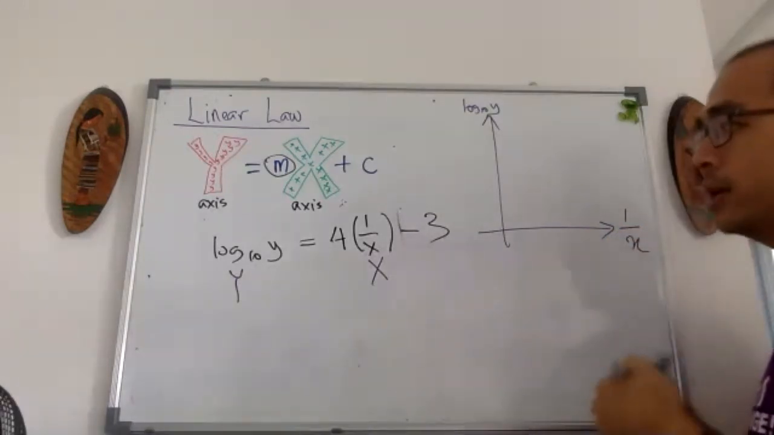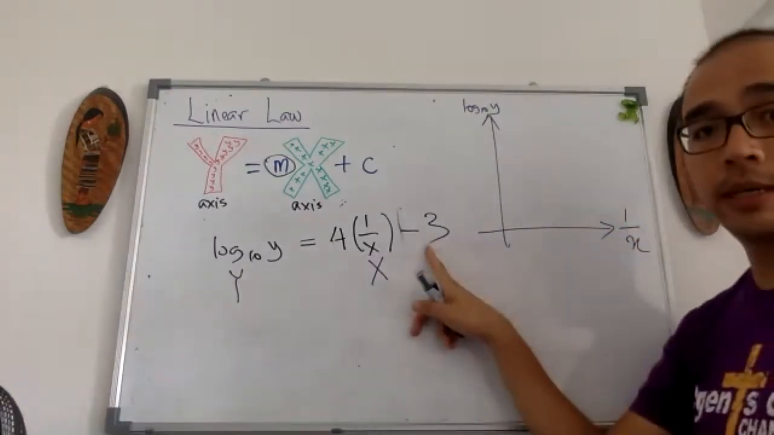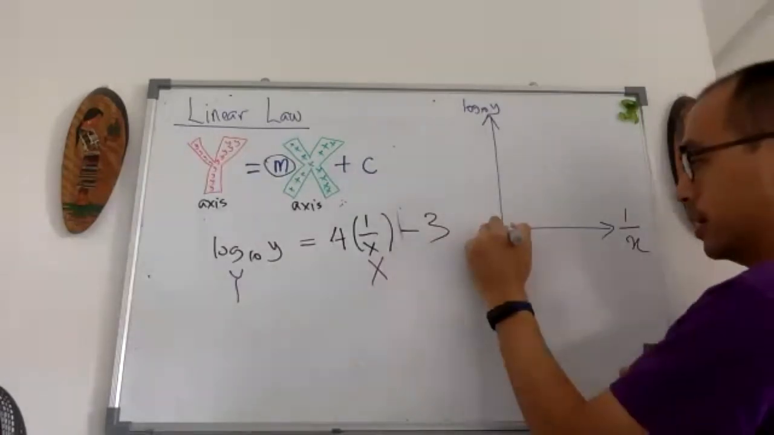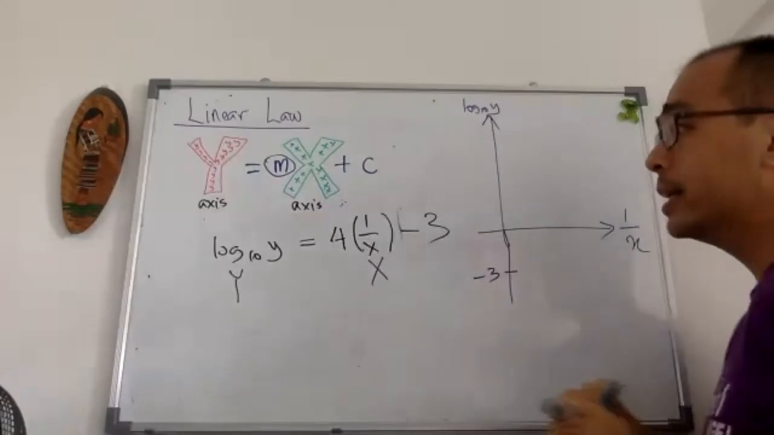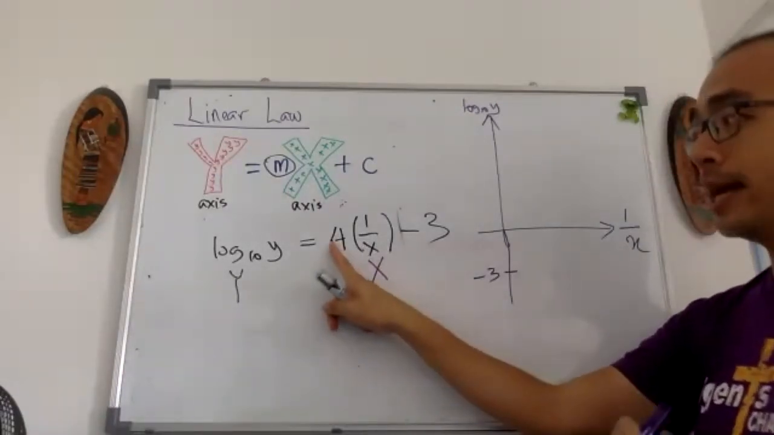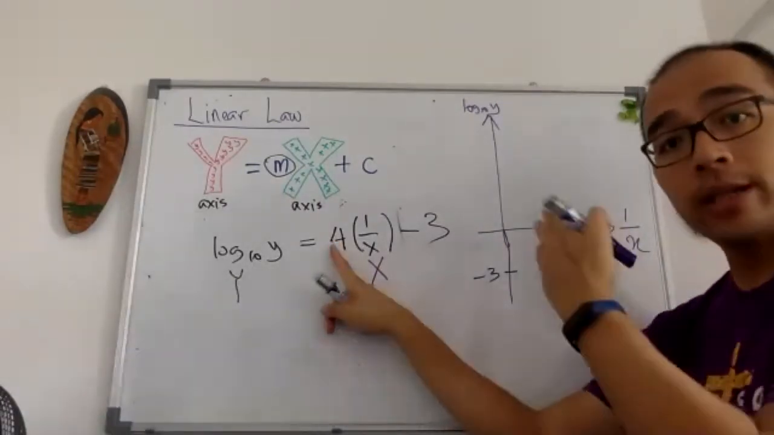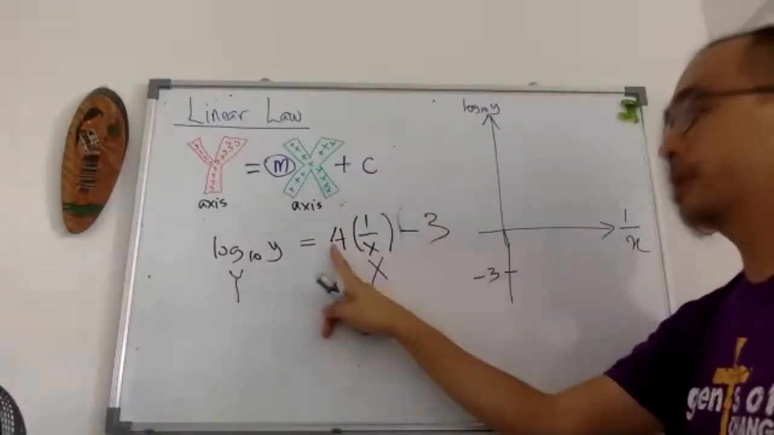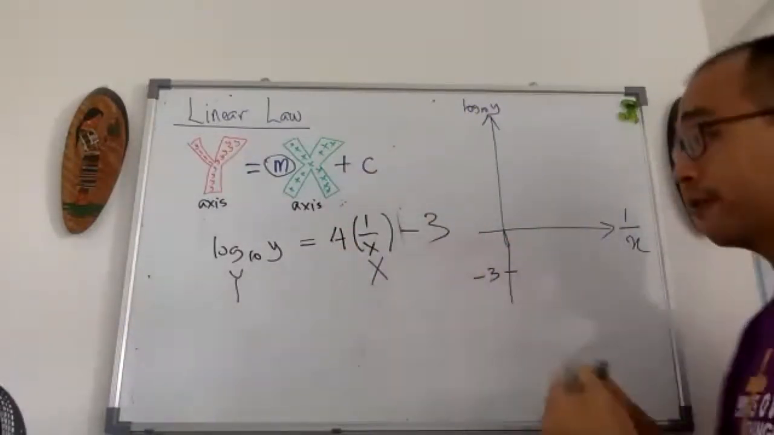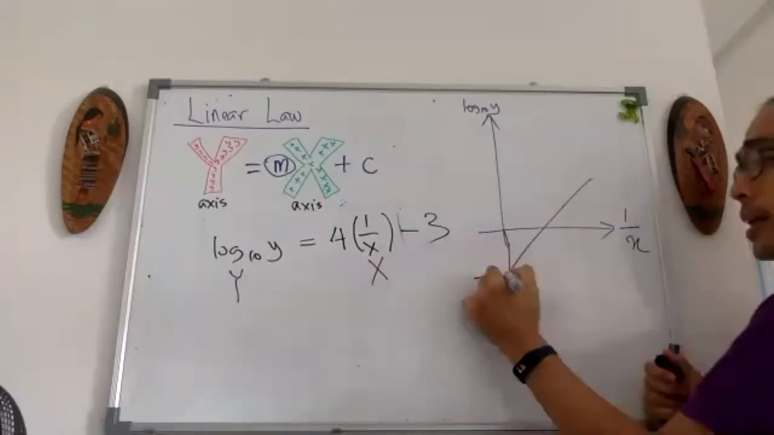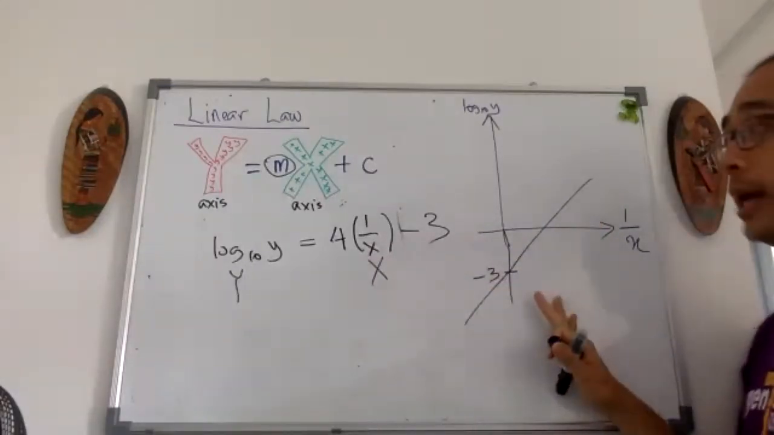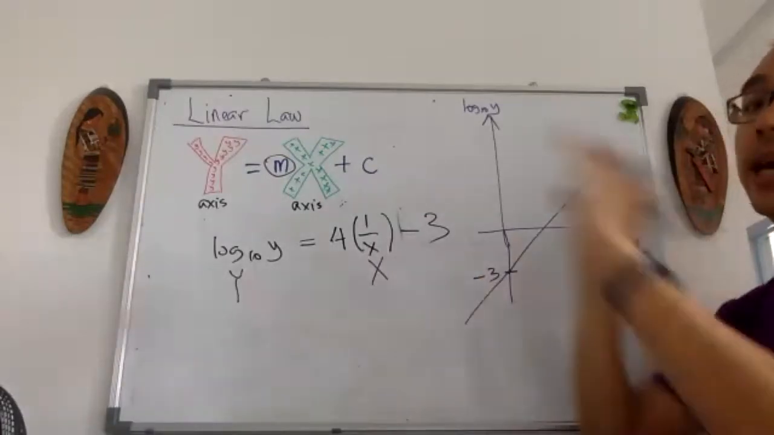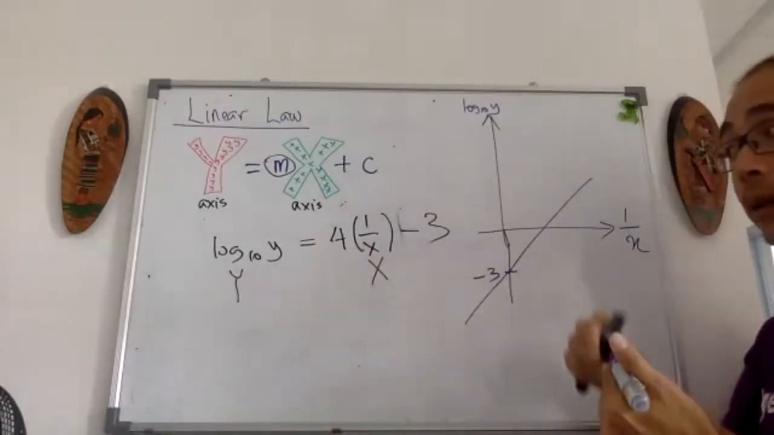Then what other pieces of information do we have? The c. C is minus 3, so it's supposed to be like this, minus 3. Lastly, the gradient sign will tell you whether it is going to the right or to the left. Since this is a positive one, it's going to go to the right. So our graph should look like something like this. And actually, you can work the other way around too.